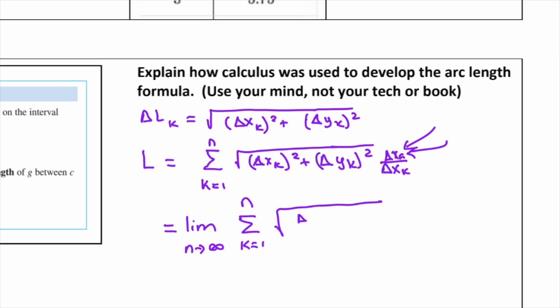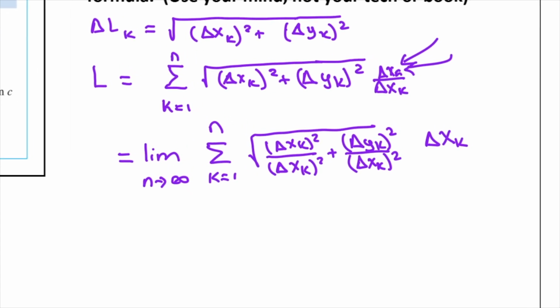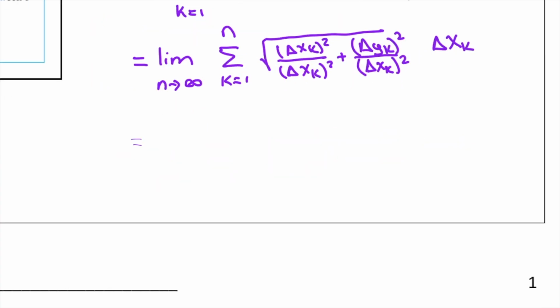We will have delta x sub k squared over delta x sub k squared plus delta y sub k squared over delta x sub k squared. And outside of the square root, we now have delta x sub k. So there's our dx if we were to write an integration formula. Let's simplify this some more.